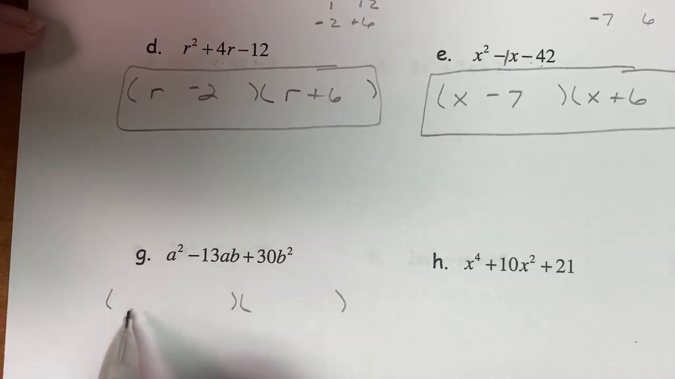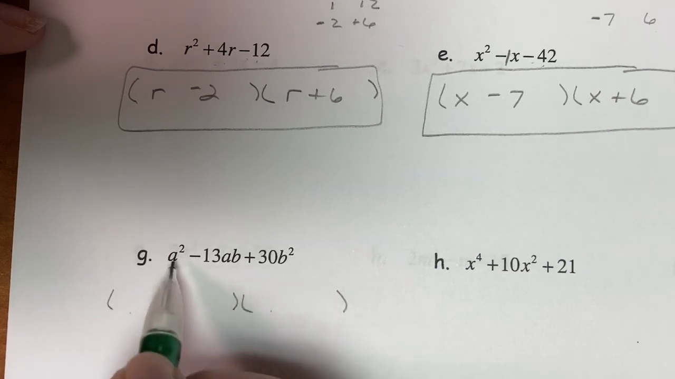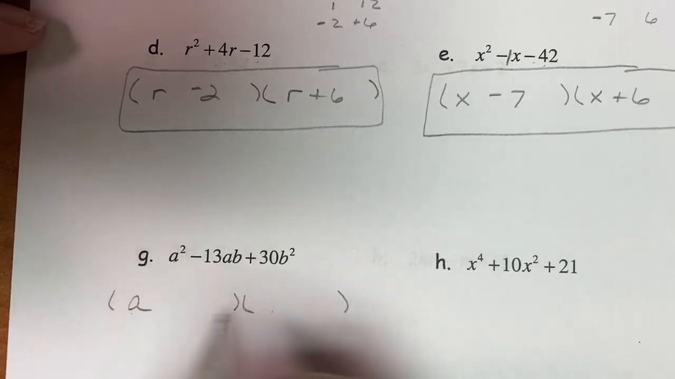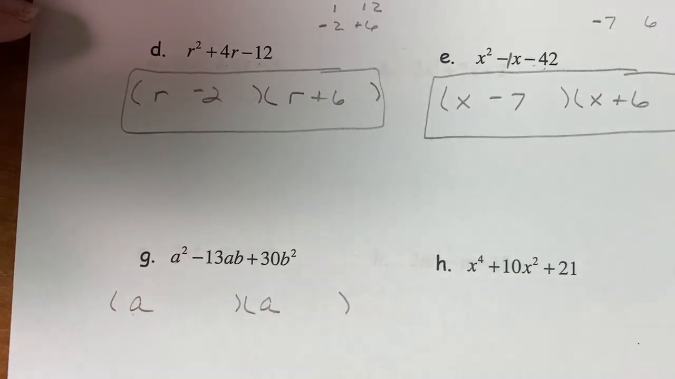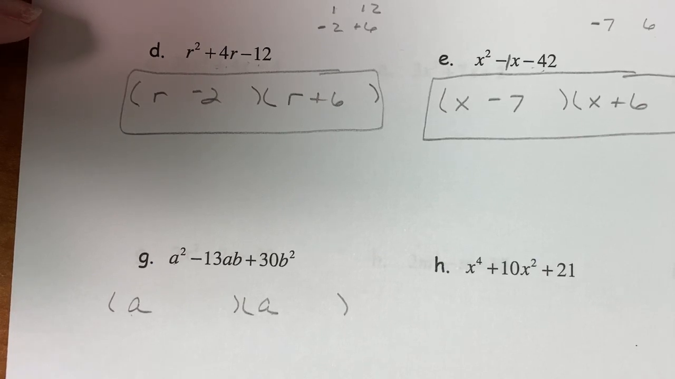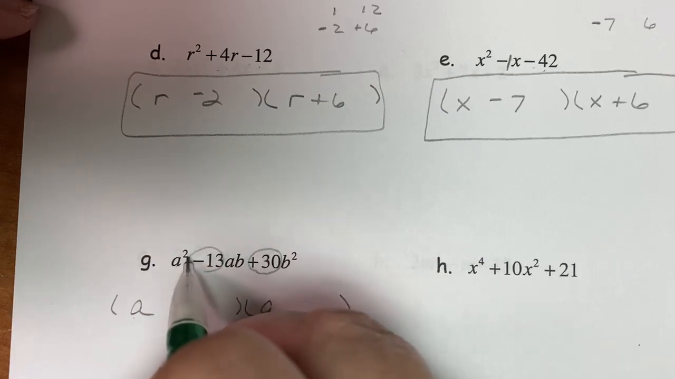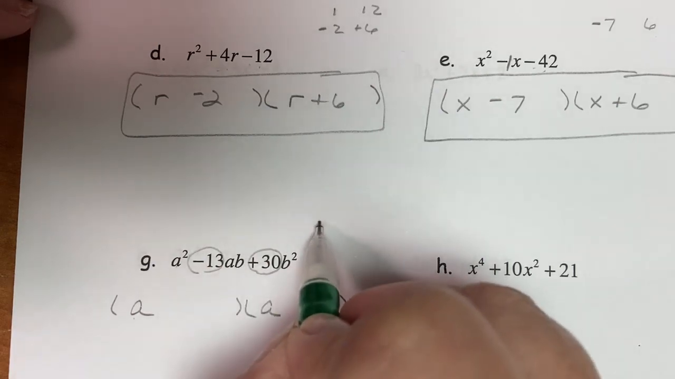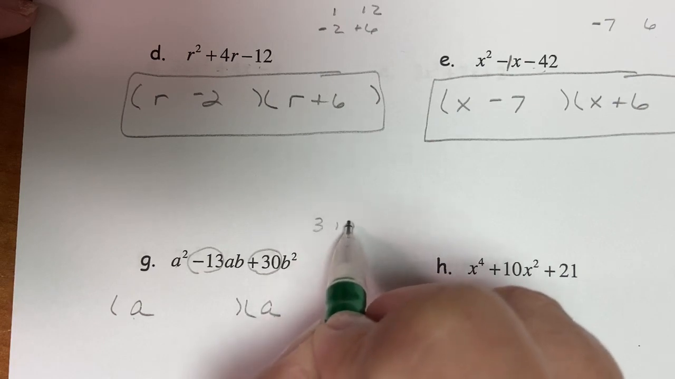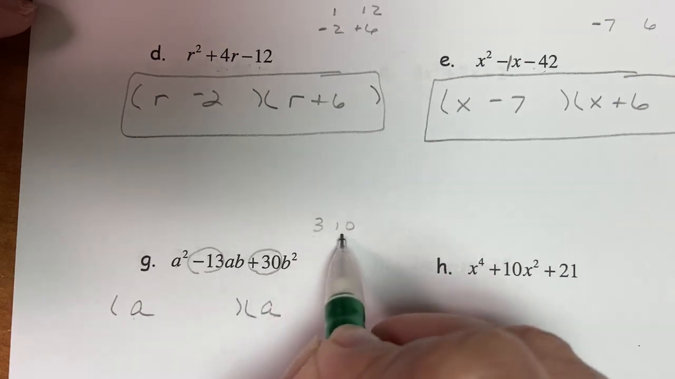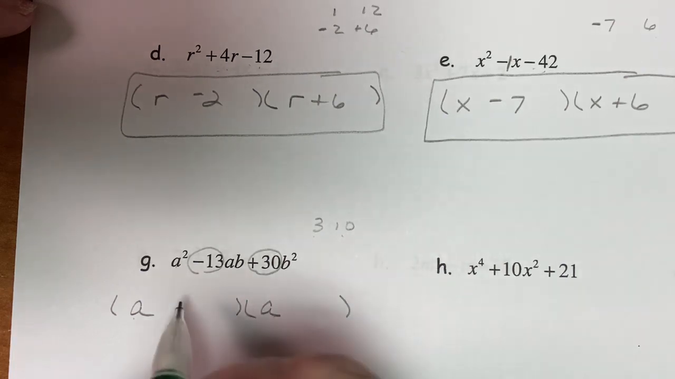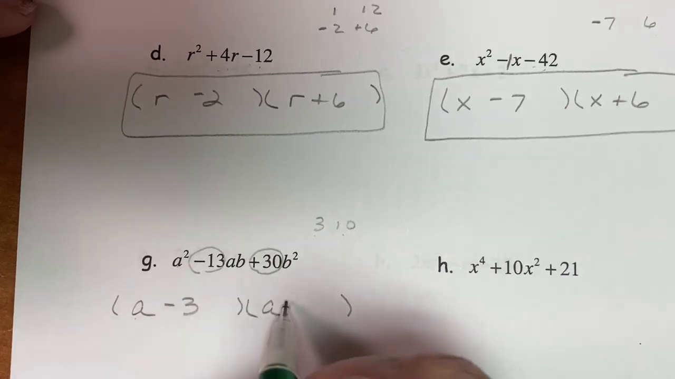So what has to be in these two positions to get me an a squared when I multiply? Well, it has to be an a and an a. So let's ignore the b for a minute. I need two numbers that multiply together to get positive 30 and add together to get negative 13. Well, 3 and 10 are going to be my two numbers because they multiply together to get 30. But if they're going to add together to get negative 13, they both have to be negative.